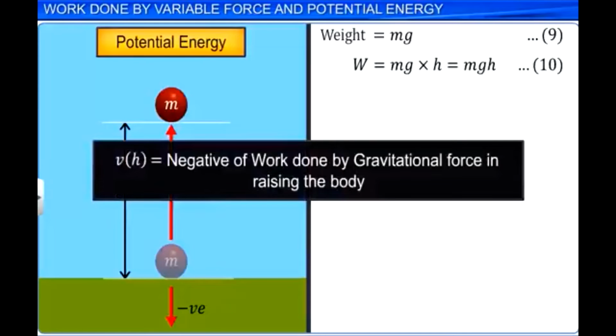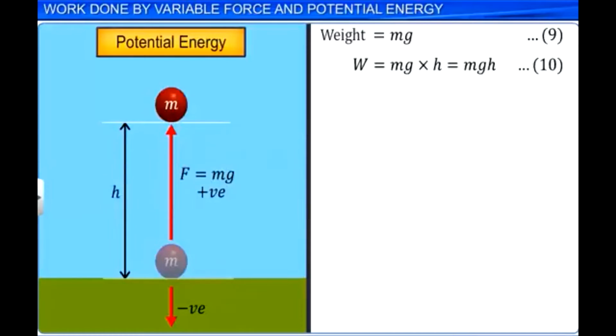The gravitational potential energy of the body as a function of height h is denoted by V(h), and it is the negative of work done by the gravitational force while raising the body through the height. Thus, we have V(h) is equal to mgh. If h is the variable, it can be easily shown that the gravitational force F is equal to the negative of the derivative of V(h) with respect to h.